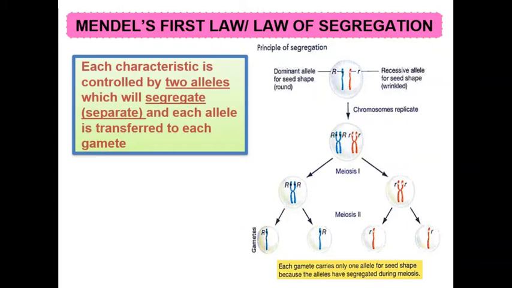For example, seed shape of garden pea. The dominant allele for seed shape is round, capital R, while the recessive allele for seed shape is wrinkled, lowercase r. The homologous chromosome will undergo meiosis process. After the cytokinesis occurs, each gamete carries only one allele for seed shape because the alleles have segregated during meiosis.